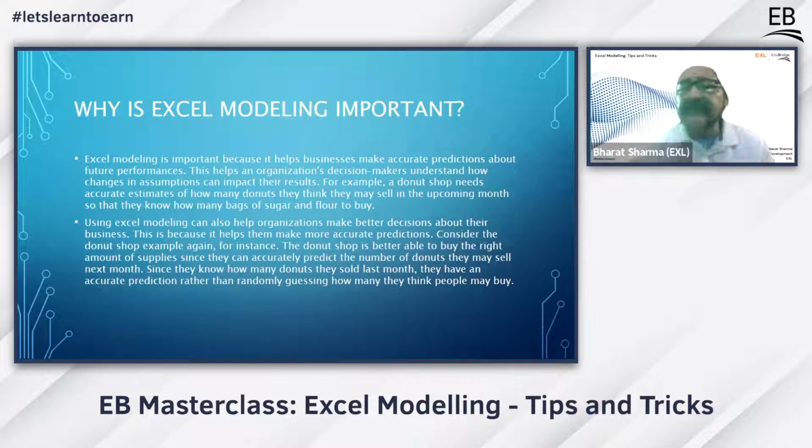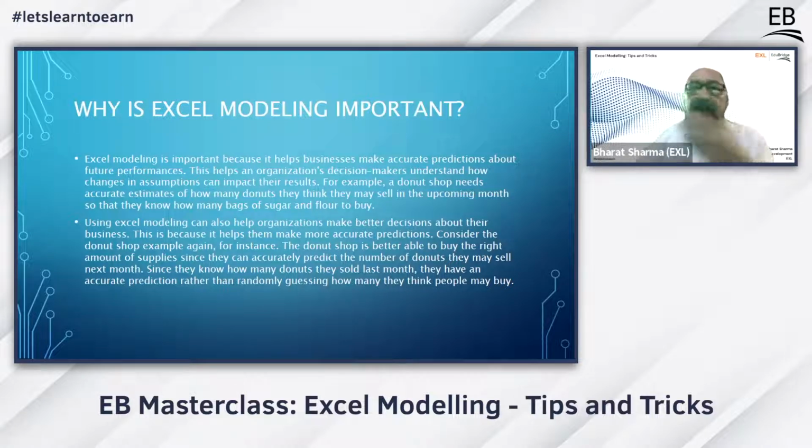When we talk about accuracy, at least 80% and above is good enough for data models. Here is an example: a donut shop needs to accurately estimate how many donuts they may sell in the upcoming months.